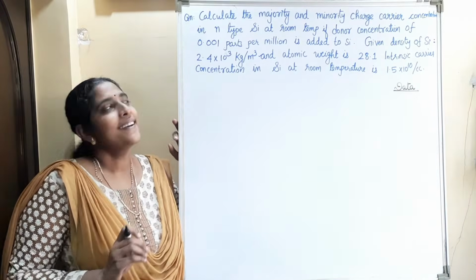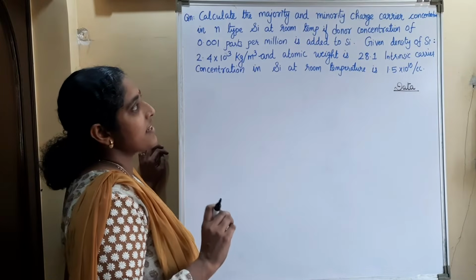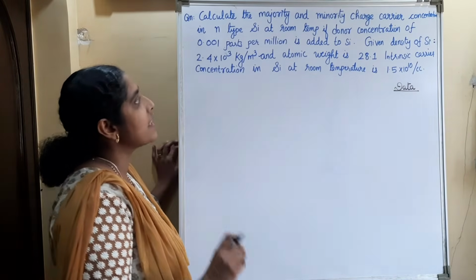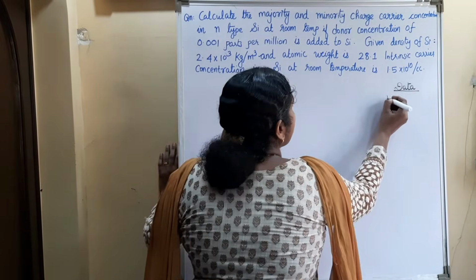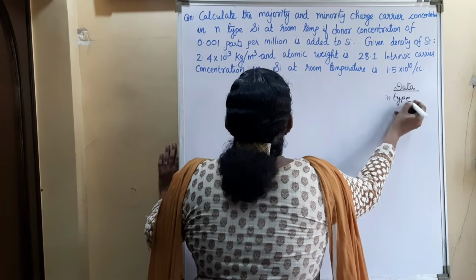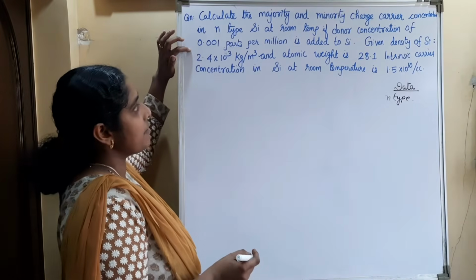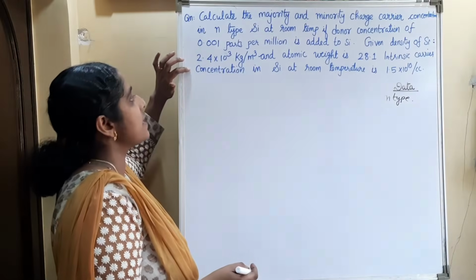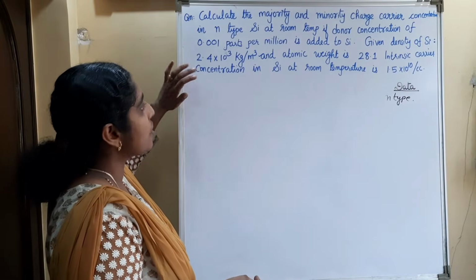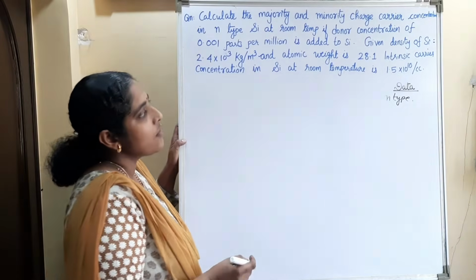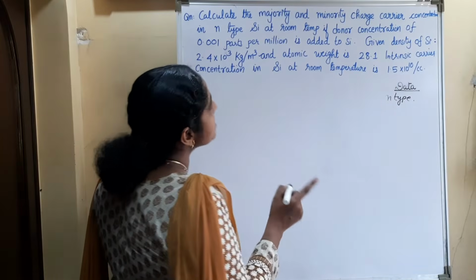One last question. Calculate the majority and minority charge carrier concentration in N-type silicon at room temperature if donor concentration of 0.001 parts per million is added to silicon, given density of silicon and atomic weight. Intrinsic carrier concentration in silicon at room temperature is 1.5 into 10 raised to 10 per centimeter cube.